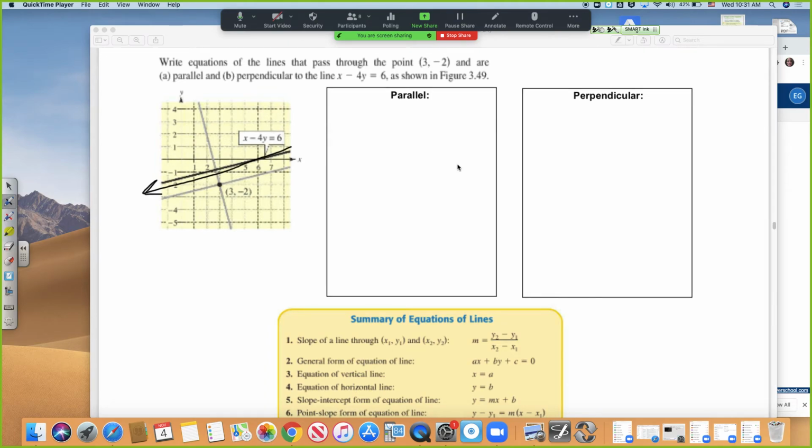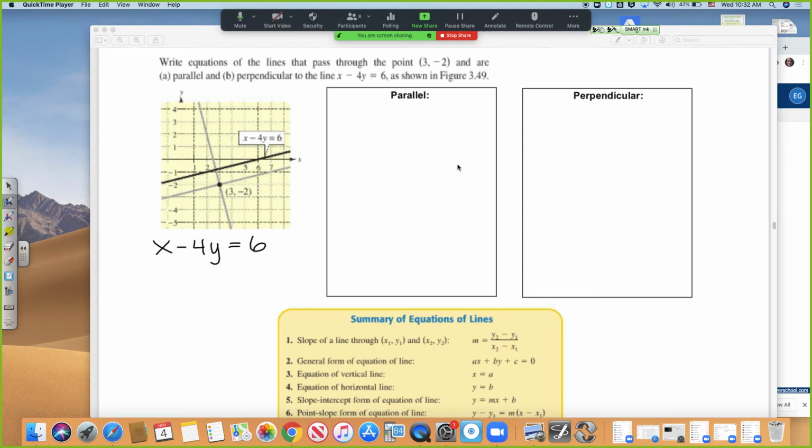So I can see in the figure that this line that's folded out in black is representing the equation x minus 4y equals 6. And we want to create an equation that's parallel to this line, so basically the line that's underneath of it is parallel to it. And we also want to create an equation that's perpendicular to it. This line here is perpendicular to it.